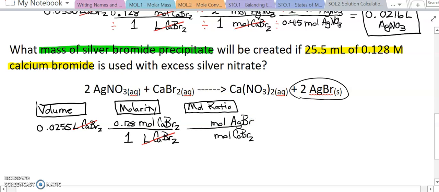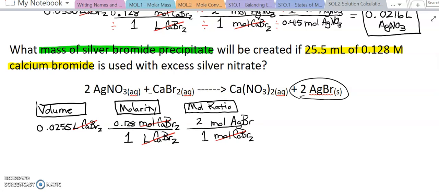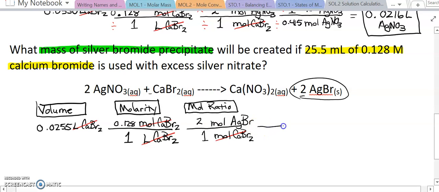And it tells me that there is no number, which is 1, in front of my calcium bromide, but there is a 2 in front of my silver bromide. And that gets rid of my moles of calcium bromide for good. And now that I'm at moles of silver bromide, if this was a solution, I could turn it into liters. But this isn't a solution. This is a solid. And so I'm going to need a molar mass to turn it back into grams.